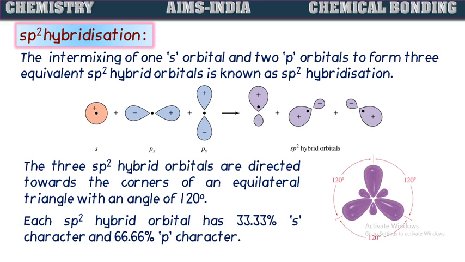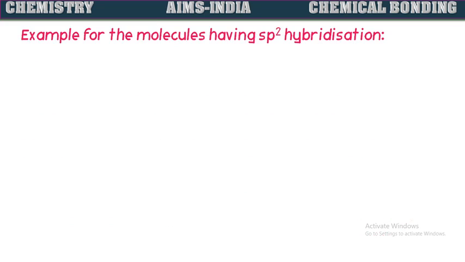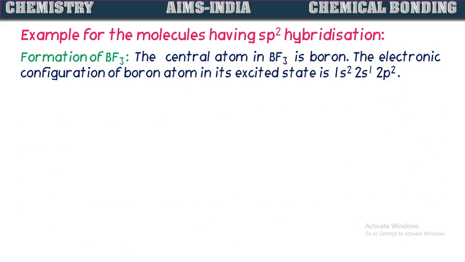Each sp2 hybrid orbital has 33.33% s character and 66.66% p character. Now let us see examples of molecules having sp2 hybridization, with the formation of boron fluoride, or boron trifluoride as it is called. In this molecule, the central atom is boron.